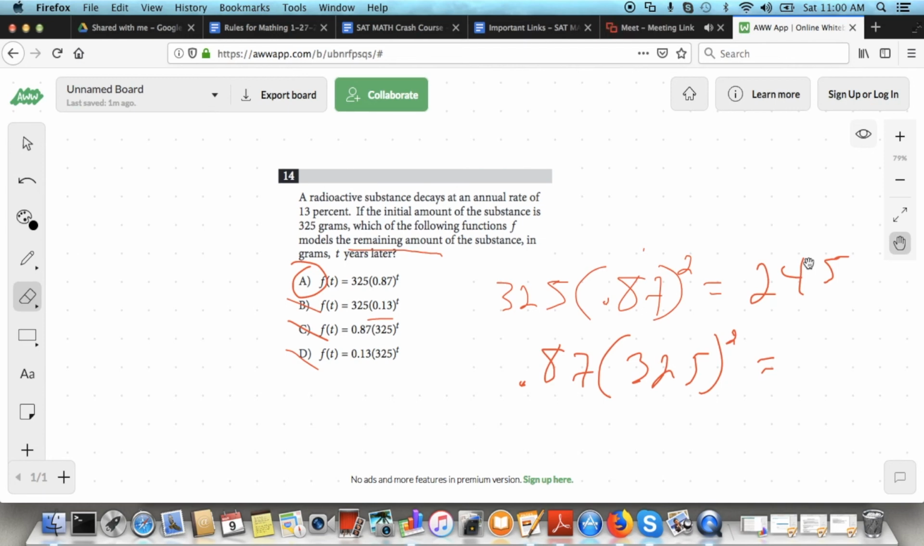By plugging in a 0 for T, I'd say B and D, and maybe even C, because B would give us 325, which makes sense: after no time has passed, a substance with 325 grams would have 325 grams. So I wouldn't eliminate B. But I would eliminate C and D for sure, because if I plug in a 0 for T, remember, anything to the power of 0 is 1. So that would be 0.87 for answer choice C and 0.13 for answer choice D after no time has passed. The correct answer choice is going to give us 325.